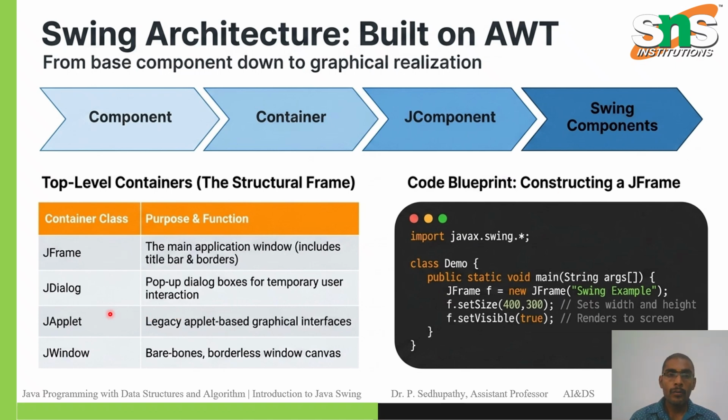There are top-level containers under Java Swing. The first is JFrame, then JDialog, JApplet, and JWindow. All these four have their own unique applications. JFrame is the main application window, which includes the title bar, status bar, and horizontal bars. JDialog is a pop-up dialog box, which temporarily appears on the window. JApplet is an applet-based graphical user interface that comes inside the frame. And JWindow works like the bone of each and every window.